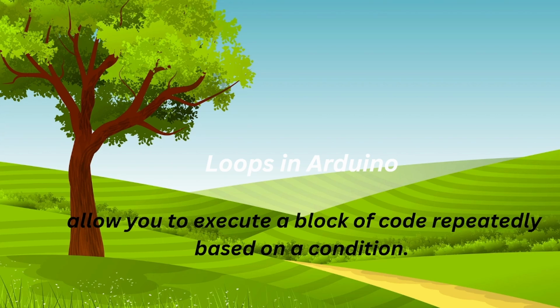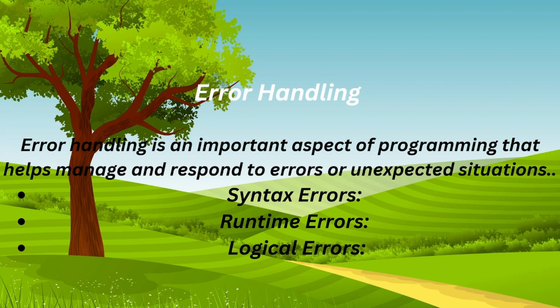What are loops in Arduino? Basically loops allow you to execute a block of code repeatedly based on a condition. So you have for, while, or do while. We have some kinds of loops that will run repeatedly. This is the main part of Arduino.